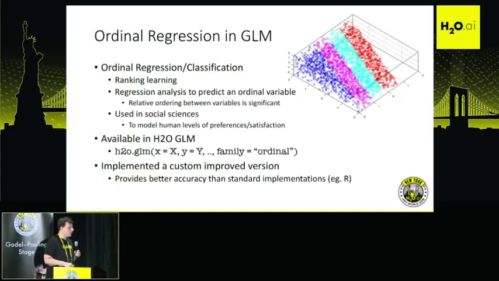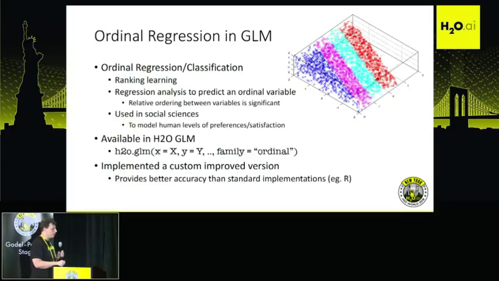You can use an example of users giving ratings to movies. You can pick from 1 to 5 stars, and obviously it's a worse misprediction if you predict 1 star and the actual is 5 stars, than if you predict 4 stars. This is used in social sciences, and it's available in GLM. The only thing you need to do is to set the family parameter to ordinal.